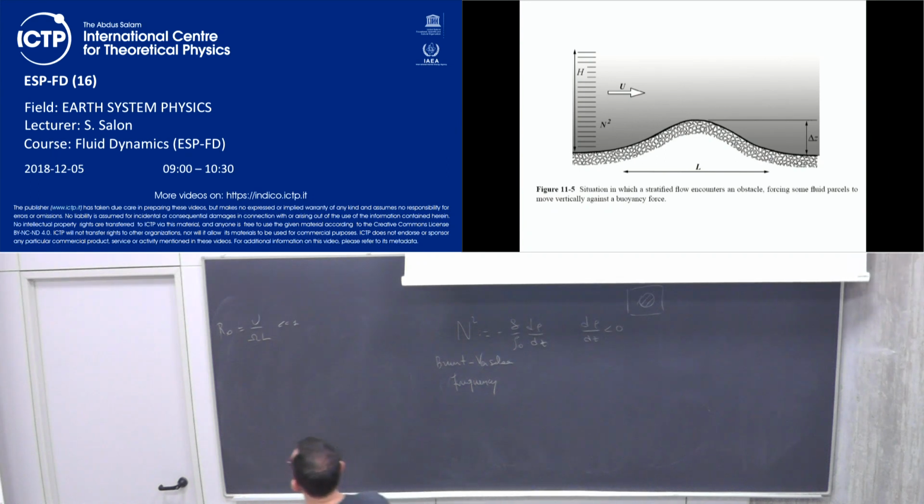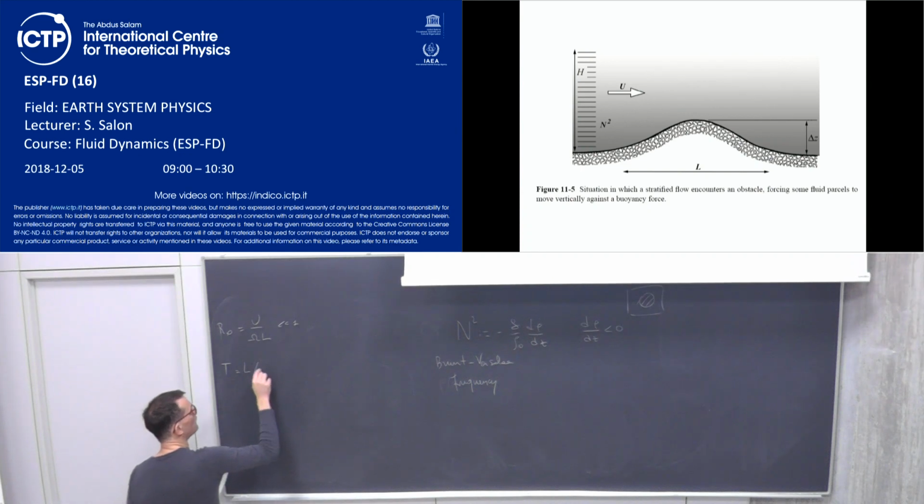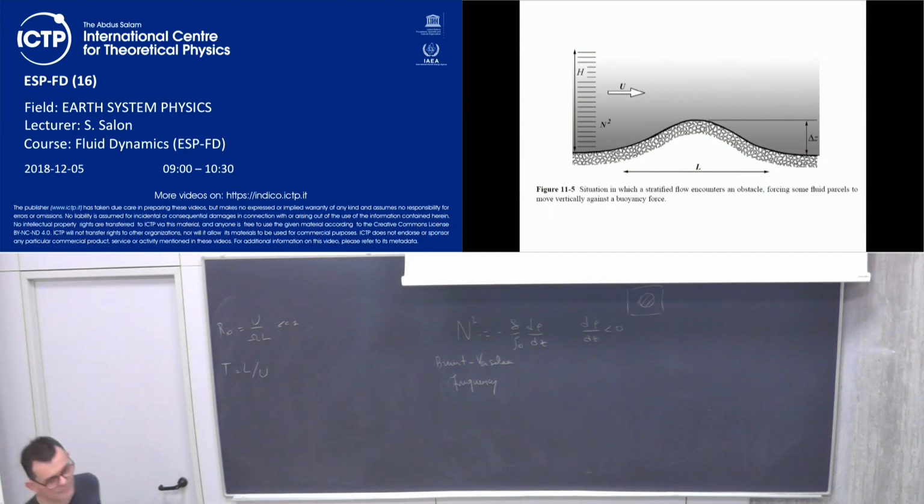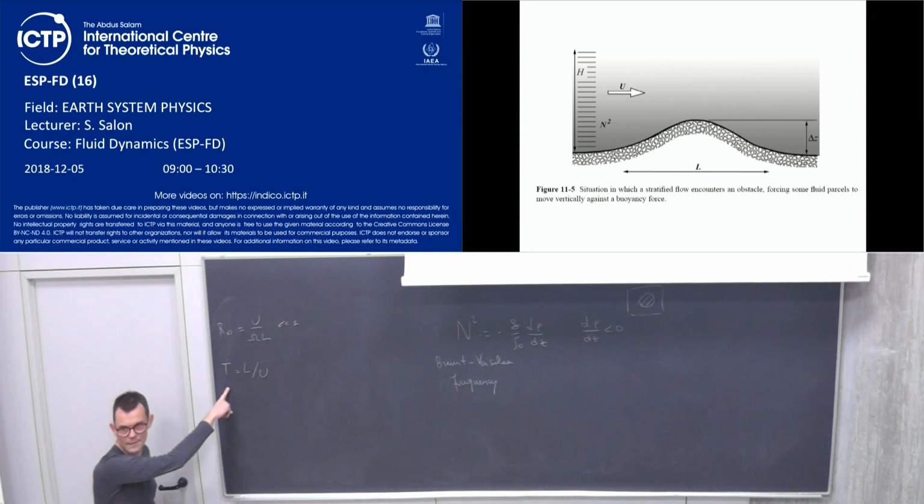So we can try to analyze again the scales of this problem. The time scale for a flow to traverse our obstacle is L over U. I'm a parcel, I'm flowing with velocity U. The obstacle has length L, so it will take me a time L over U. I can also represent the vertical distance delta z, which is the scale of my obstacle, but will also be the scale of possible vertical movement.